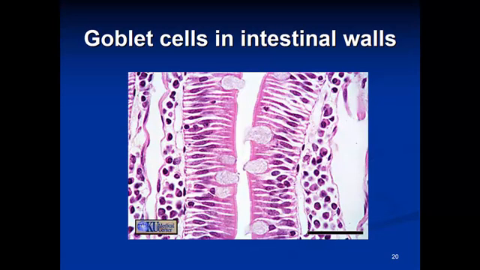Goblet cells secrete mucus, and there's a really good picture here of a bunch of goblet cells along the intestinal walls, because your intestines secrete tons and tons of mucus to make sure your food slips and slides through without tearing anything up. And that is the end of epithelial tissue.